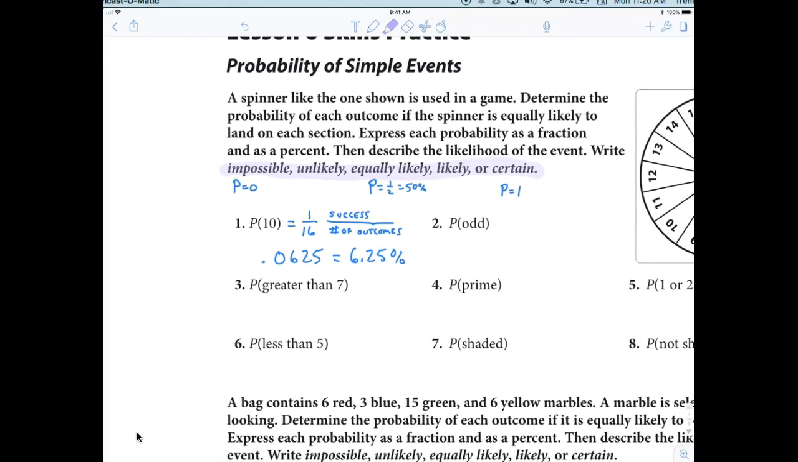Does anybody have any questions now? All right? I'm not really going to ask you to tell me if it's impossible or certain or likely or equally likely or whatever. But I do want you to know the fraction, and I do want you to know the percent, because I think that's important.